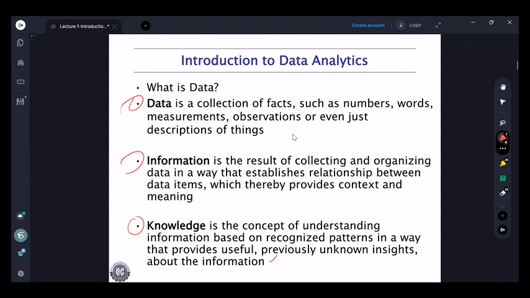So the first one is the data, the raw one. The second is the information after certain processing, and the third one is the further process, so then we will get the knowledge from that.